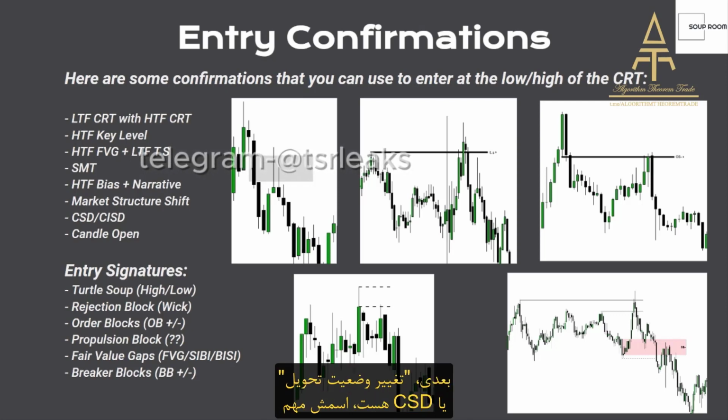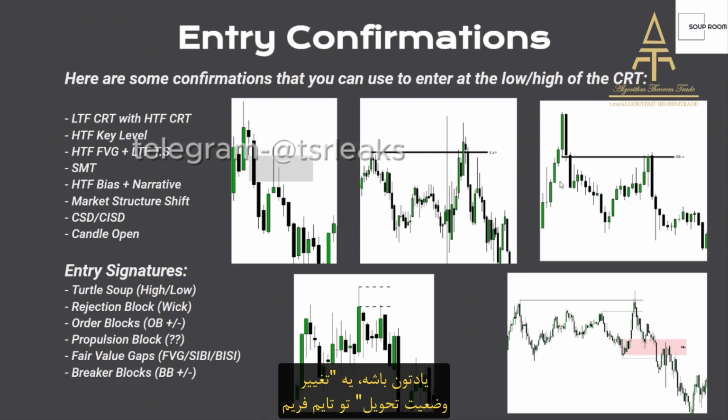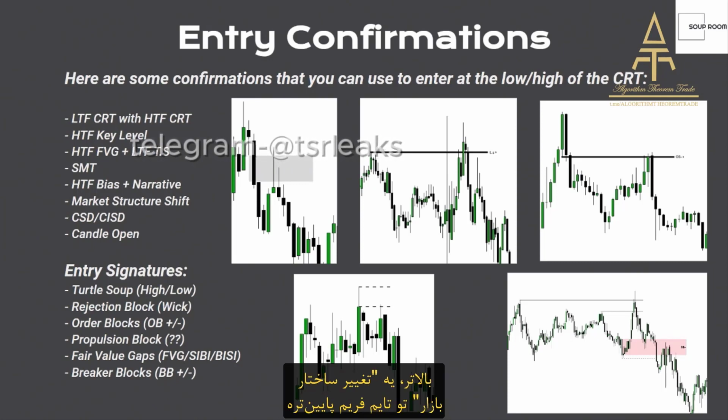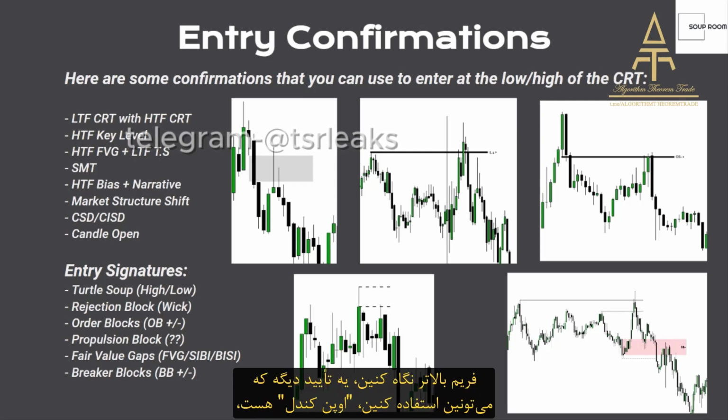Next, we have the change in state of delivery. So CSD or CISD, whatever you guys want to call it, doesn't really matter. This is basically an order block formation. Remember guys, a change in state of delivery on the higher time frame is a market structure shift on the lower time frame. If you guys get confused with market structure shifts and want to validate them, head over to a higher time frame. Okay?